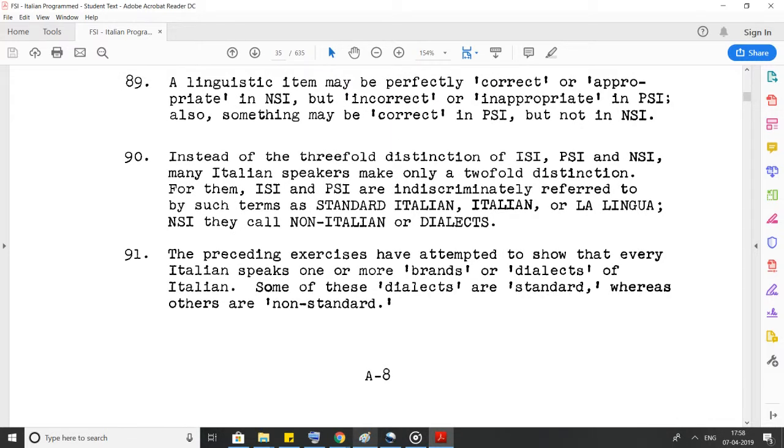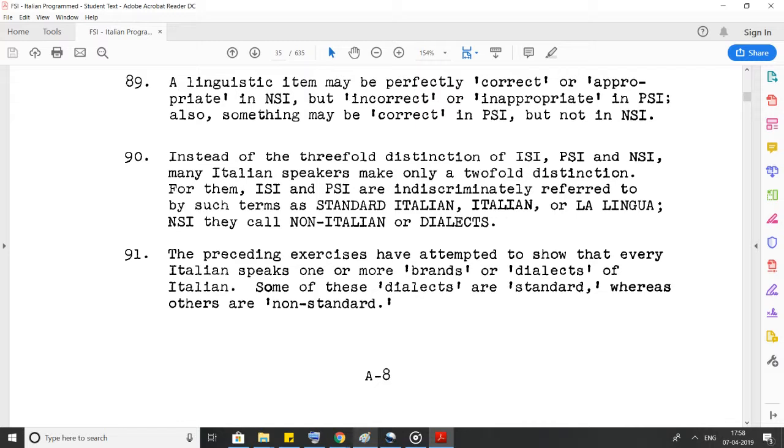A linguistic item may be perfectly correct or appropriate in NSI, but incorrect or inappropriate in PSI. Also, something may be correct in PSI, but not in NSI. Instead of the threefold distinction of ISI, PSI, and NSI, many Italian speakers make only a twofold distinction. For them, ISI and PSI are indiscriminately referred to by such terms as Standard Italian, Italian, or La Lingua. NSI they call non-Italian or dialects.